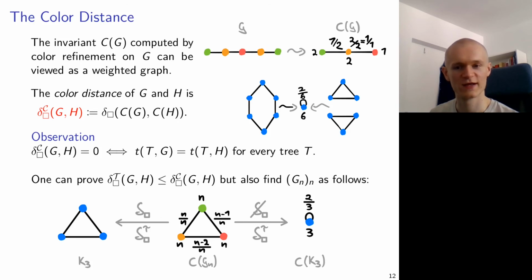And while you can prove that the color distance is an upper bound for the tree distance, you can also find a sequence of graphs which shows that proving the converse is actually not possible. So this sequence of graphs converges in the tree distance, and the homomorphism numbers converge for trees, but it does not converge in the color distance. So you construct a sequence of graphs such that their invariants are these triangles in the middle, and then the sequence converges to the triangle, but it does not converge to the invariant of the triangle. And this also shows that it's actually possible to construct invariants that converge to a non-invariant.